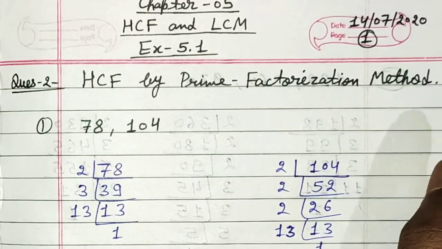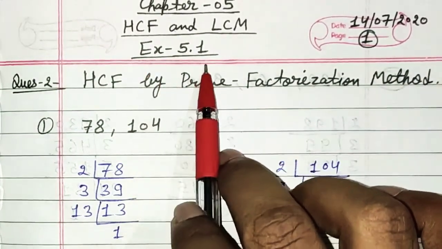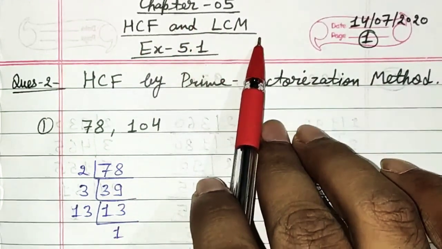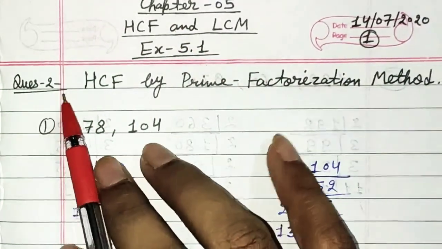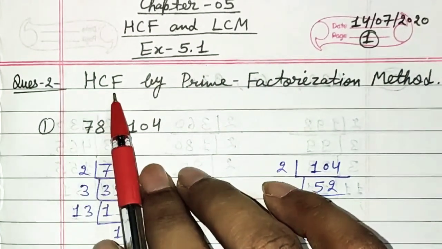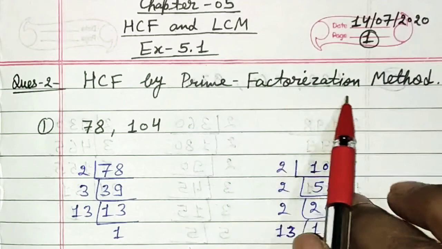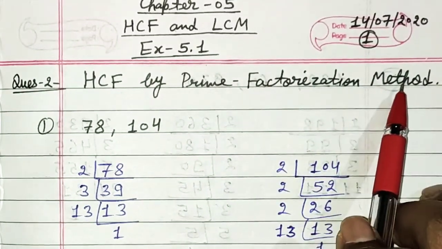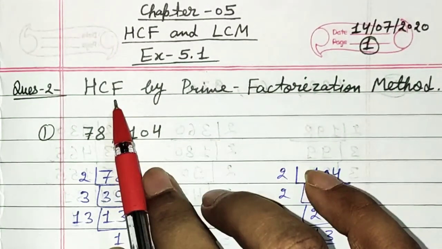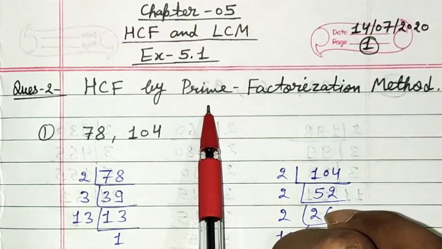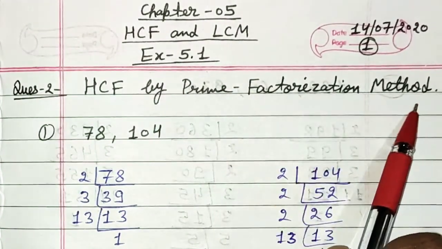So today we are continuing exercise 5.1 of chapter number 5, SCF and LCM. Today we will do question number 2. In this we will have to find the SCF of the given numbers by prime factorization method. Yesterday we had completed SCF by common factor method. Now today we will do prime factorization method.